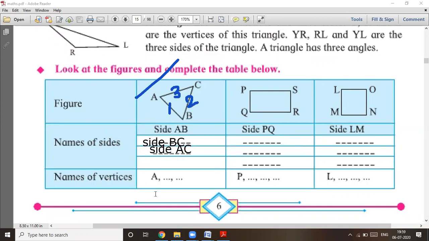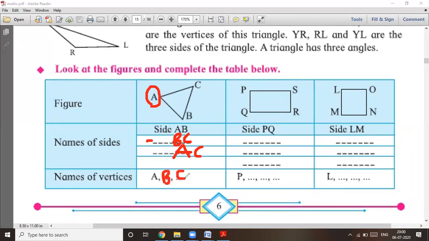Here, name of the vertices. There are three vertices: point A, point B, and point C. Let's write the answer again. Here, we'll write side AB. Then you have to write side BC. Then you have to write side AC. Okay, there are three sides. As well as name of the vertices. There are three vertices: vertex A, vertex B, and vertex C. So here it is A, B, and C.